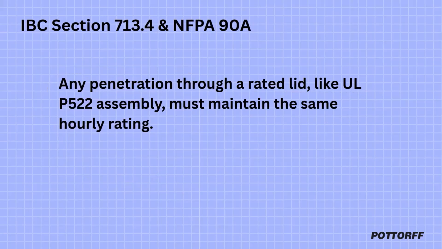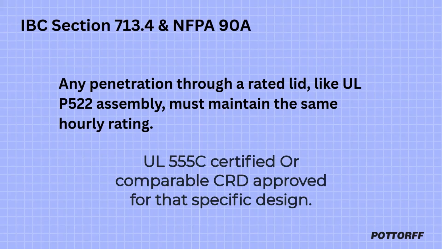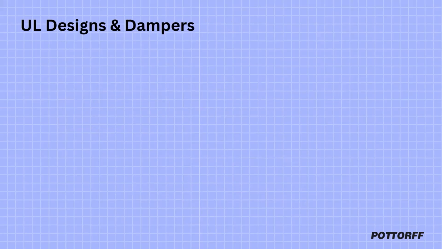According to IBC section 713.4 and NFPA 90A, any penetration through a rated lid like the UL P522 assembly must maintain the same hourly rating. And the only way to do that is by using a UL 555C certified or comparable ceiling radiation damper that's approved for that specific UL design. Let's talk about how UL designs and dampers work together.